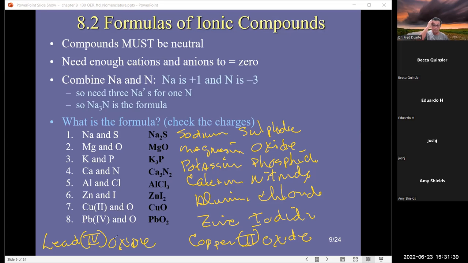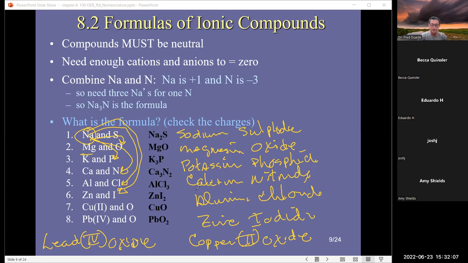Okay, now, with that being said, you can mix and match here. You could take that sodium and hook it up with the oxide or the phosphide or the nitride or obviously the chloride or the iodide, okay, and do the same with magnesium. So you can mix and match here. So you're starting to build up your database of the different compounds that you're making, okay?